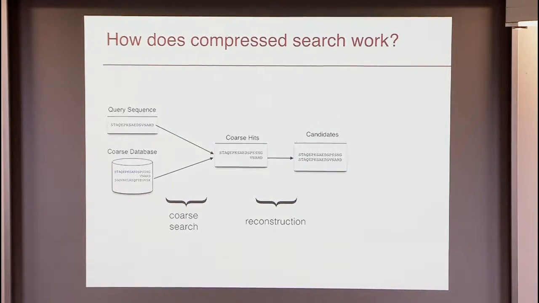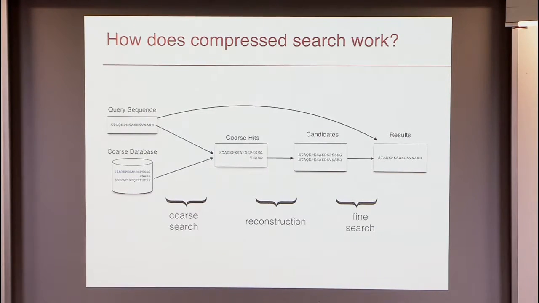And this search was done with a pretty loose threshold on what counts as a hit. We search this set of candidates again. We call this fine search. Here we're using BLAST again, but with the parameters the user would want for a threshold, and we get some set of results.